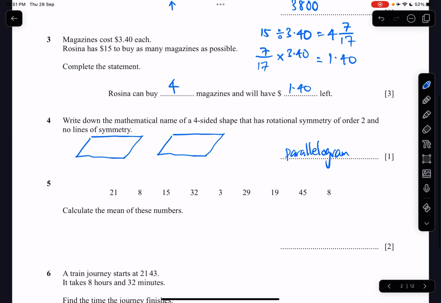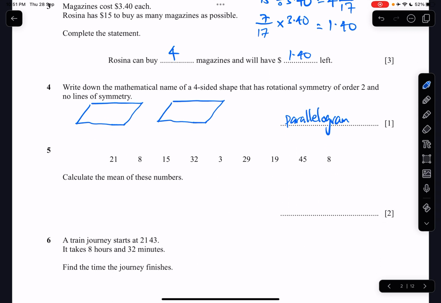Okay, let's move on. Calculate the mean of these numbers. So to find the mean, I need to find the sum first. So the sum will be 21 plus 8 plus 15 plus 32 plus 3 plus 29 plus 19 plus 45 plus 8. Okay, I'll have 180. And how many numbers do I have? I have 1, 2, 3, 4, 5, 6, 7, 8, 9. So the mean will be 180 divided by 9, which will give me a value of 20. Okay, good. Let's move on.